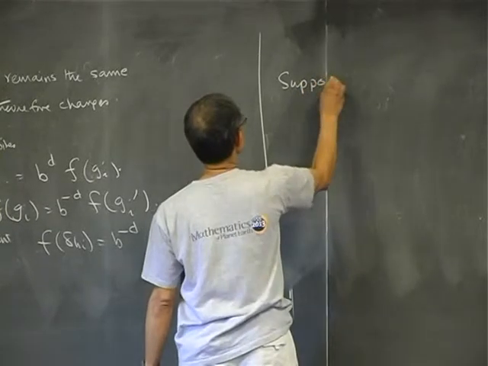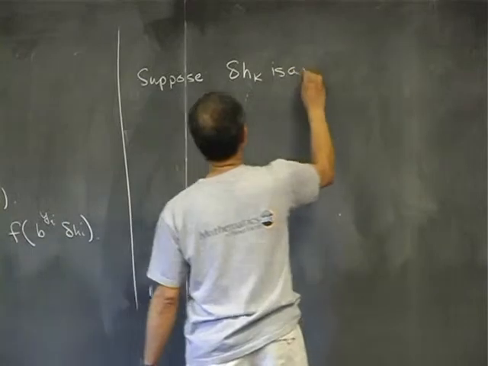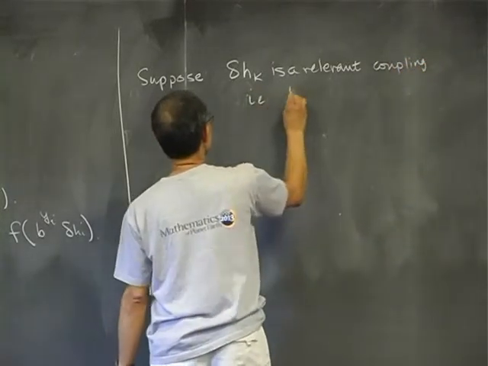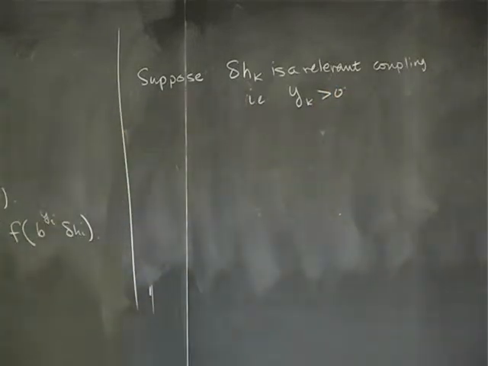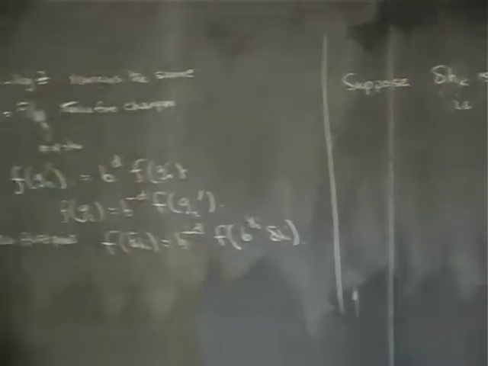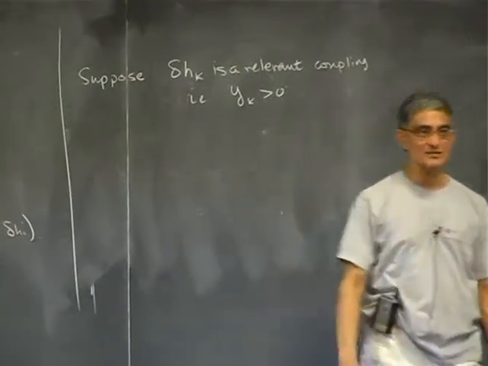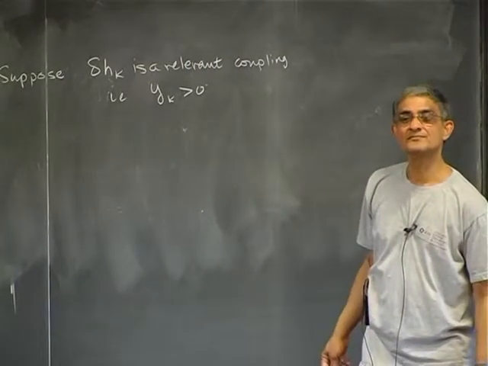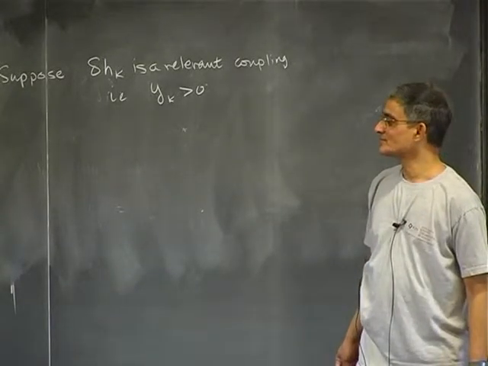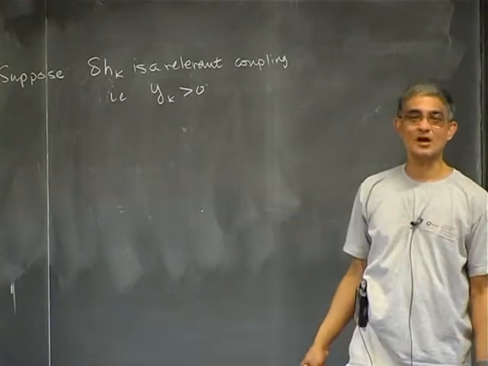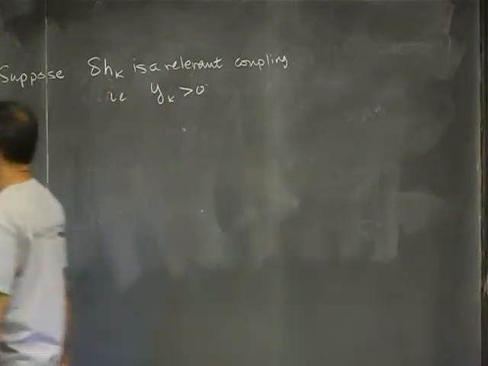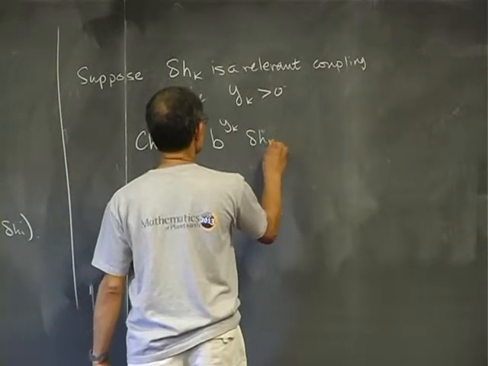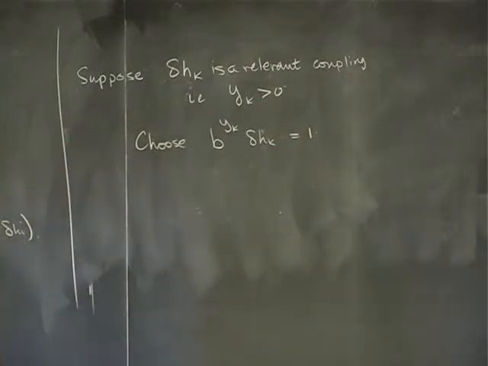Suppose delta h_k is a relevant coupling, that is y_k is bigger than 0. Remember, relevant couplings were defined as things where they were b raised to some positive number. There could be many relevant couplings. I just chose one of them, labeled it by k and called it delta h_k. It's an eigenvector in the coupling space, so that's also a coupling. And I choose b to the power y_k equal to 1. I said this is valid for any b, I can choose any b I like. So I choose b to be like this.